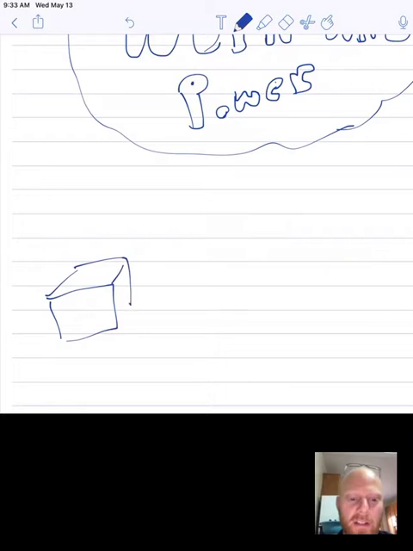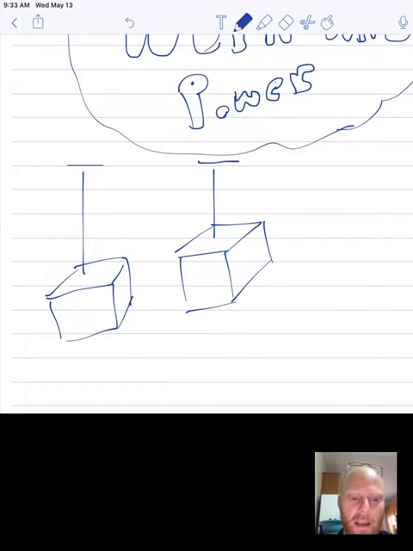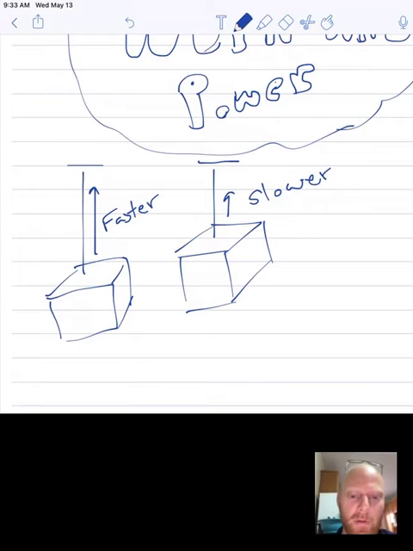So work is essentially a force applied over a distance, and power is just the time it takes for that work to be done. And so I want us to start by thinking about two boxes hanging from some set point in the ceiling. One is being pulled up faster by a little motor, and one's being pulled up slower by a little motor. So a question that we might want to ask ourselves is, which one is doing more work?